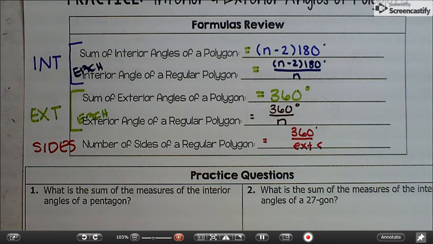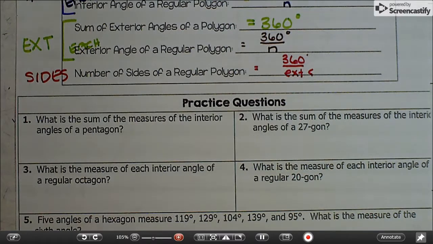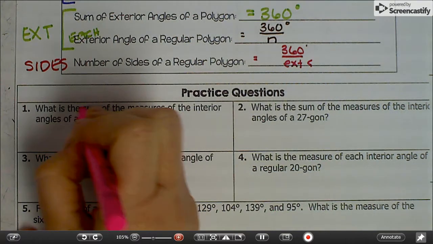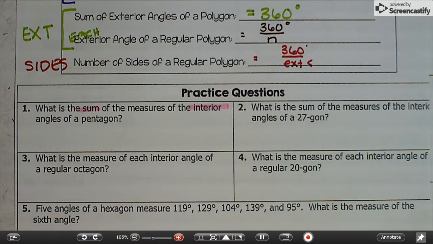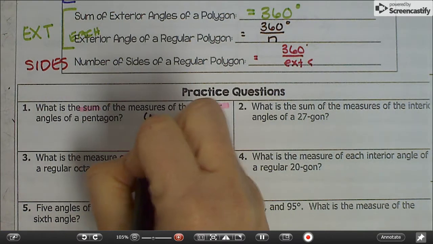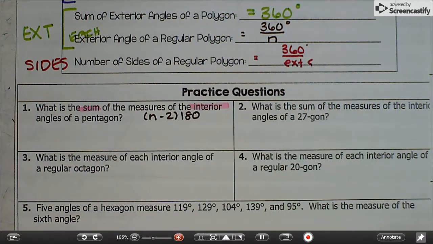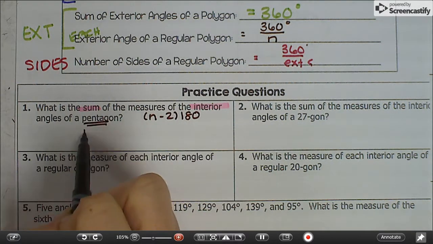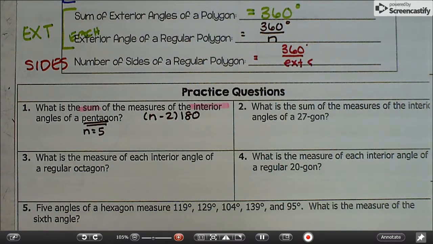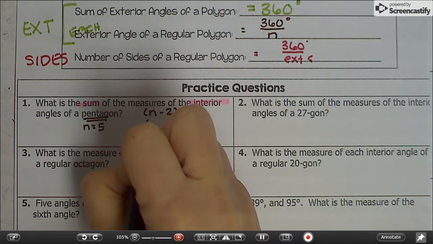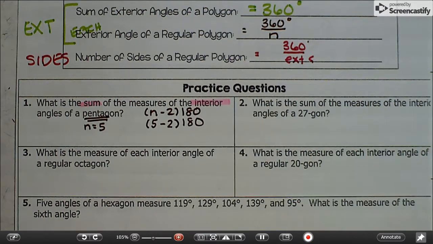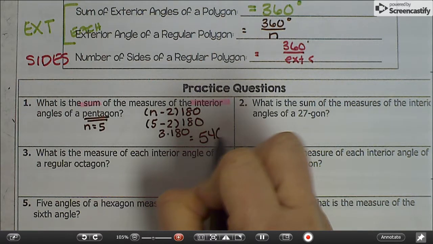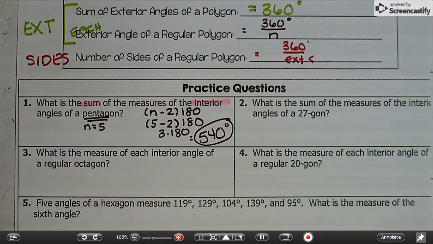So let's go over a couple examples. Number 1, what is the sum of the measures of the interior angles? So obviously, sum of interior angles is important. So that tells us that we're going to use the n minus 2 times 180 formula. Then we need to see, well, how many sides? And it tells us it's a pentagon. So that means that n equals 5, because a pentagon has 5 sides. So 5 minus 2 times 180, 3 times 180. So a pentagon has 540 degrees in its interior angles.